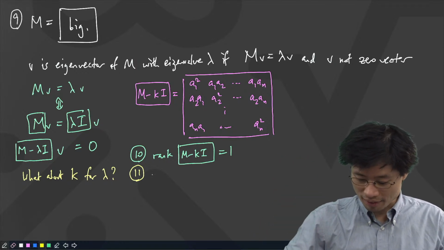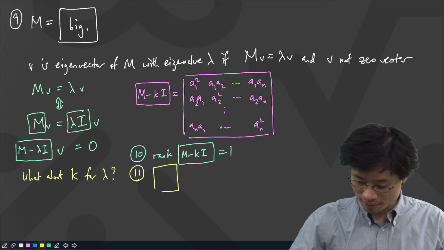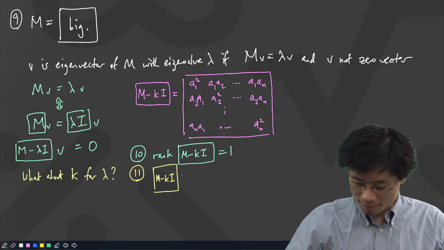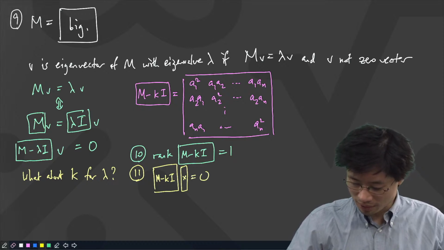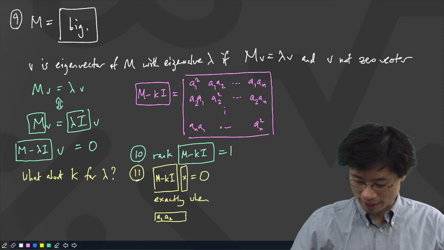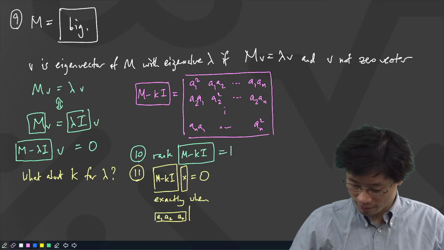Okay? So the neat fact is that M minus kI times a vector v, or you called it x, okay? x equals 0 exactly when, just take the first row, a1, but not just the first row with no multiplying, a2, ..., an times your x equals just 0.